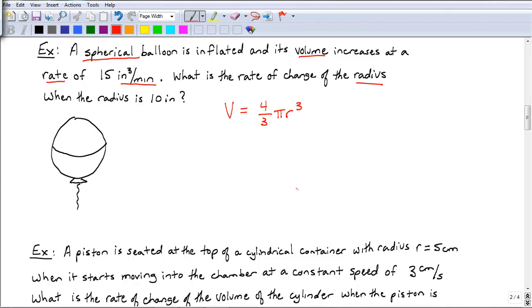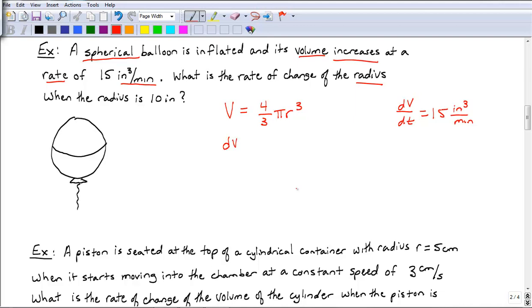Now notice my 15 inches cubed per minute. The units tell me which one these are. The inches cubed tells me it's volumes on top. The minute is time. So this right here is dV over dt. The volume units, inches cubed, is on top. The time units, minutes, are on the bottom. And since it's increasing, it's positive. But I don't plug anything in. I take the derivative with respect to time after I find my equation.